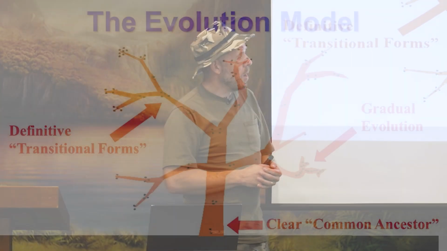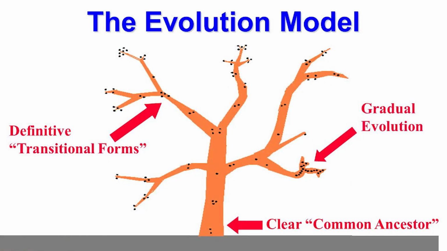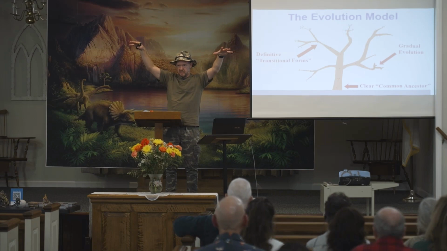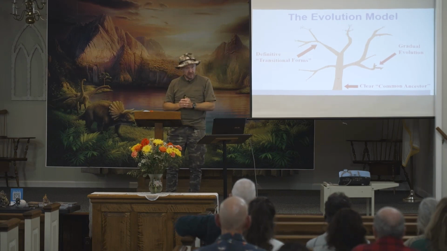There was only one illustration in Darwin's book, and it was this, a tree of life. Now, if in their trees of life they could point to a clear common ancestor that they all agreed on, like the original life to non-life to life, and from there that common ancestor brought all living things into existence, that would be good evidence for evolution.